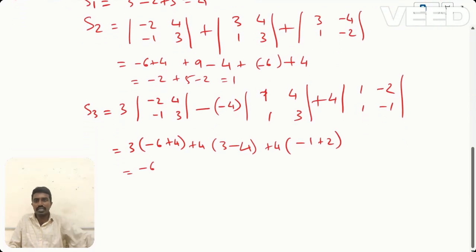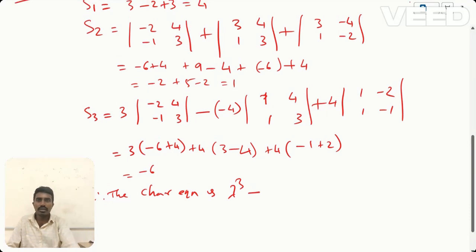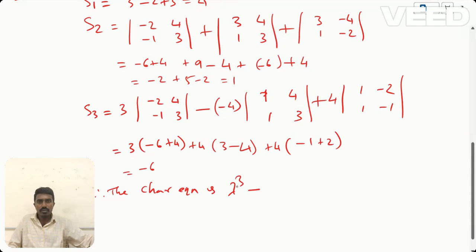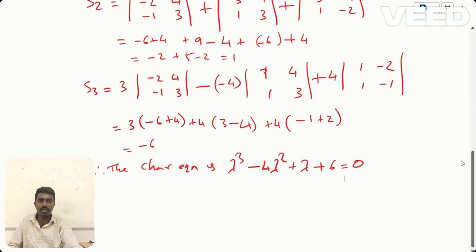So the characteristic equation is lambda cube minus s1 lambda square, where s1 is 4, plus s2 lambda, where s2 is 1, minus s3. Already one minus is here, so minus of minus 6 gives plus 6, equal to 0. So the characteristic equation is lambda cube minus 4 lambda square plus lambda plus 6 equal to 0. Now solve this cubic equation.